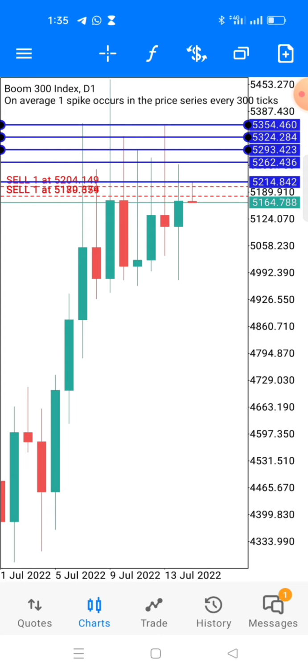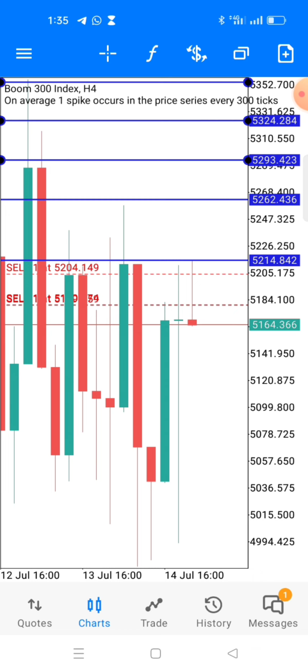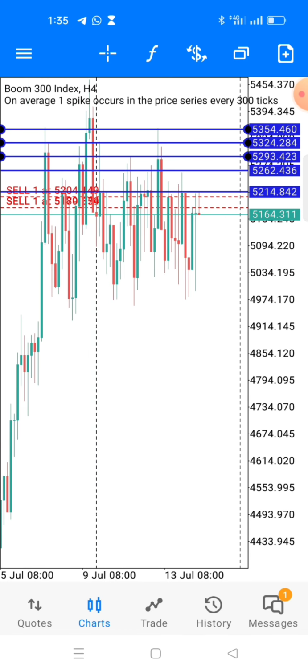That is the first thing I did right here. Now the next thing I did is I go back to 4-hour time frame. Now on the 4-hour time frame, I see it more clearly.